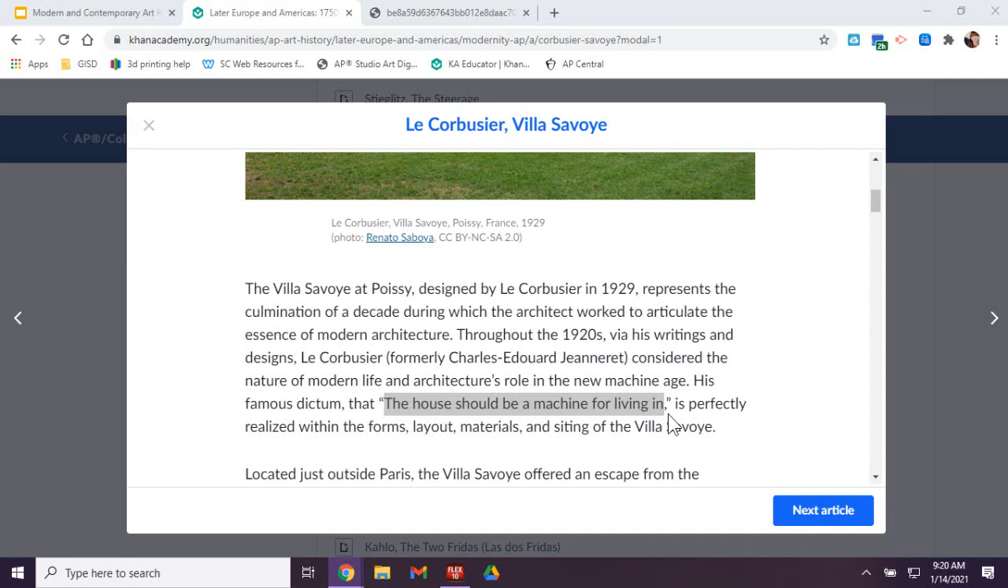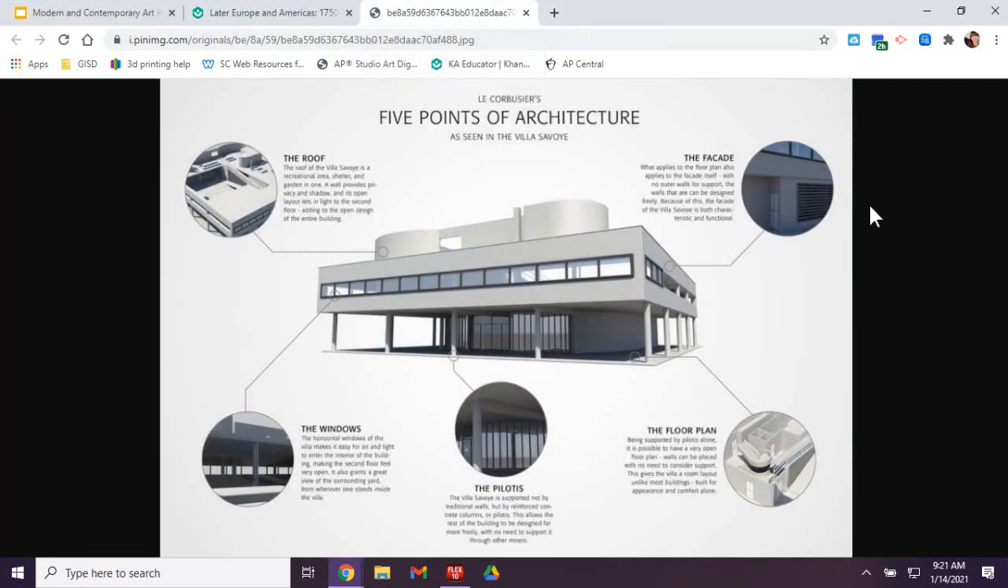Yes, and he was commissioned by the Savoye family, and part of the idea of this house was to integrate indoor and outdoor space and to maximize their leisure time. So with that, we can take it to the 5 points of architecture because that is really important to how they were able to build something that is essentially a machine for living in. So we could talk about these 5 points here.